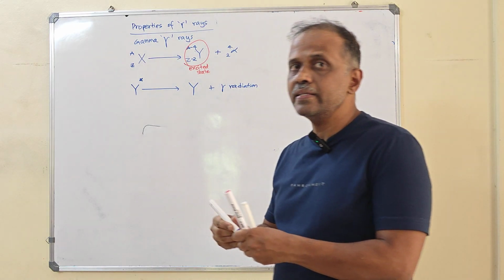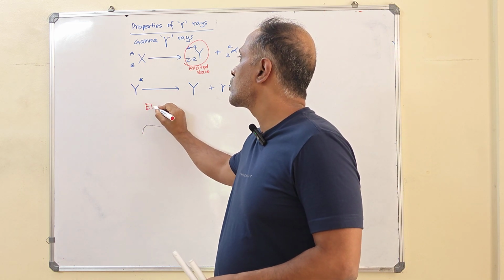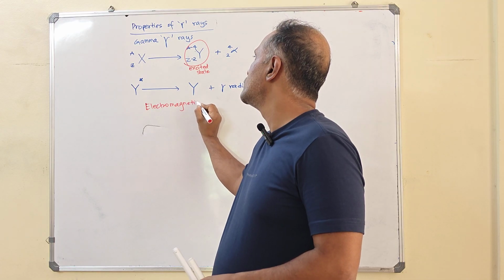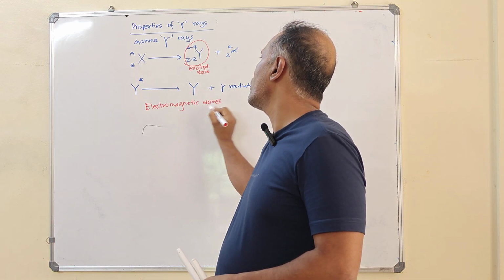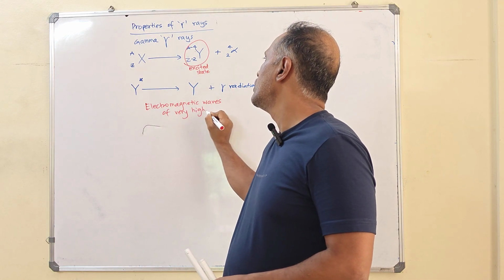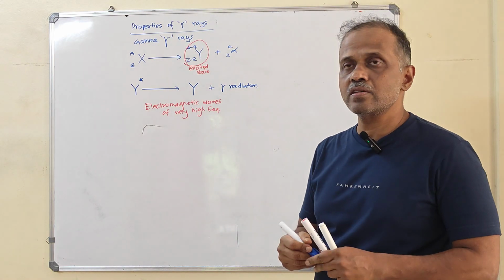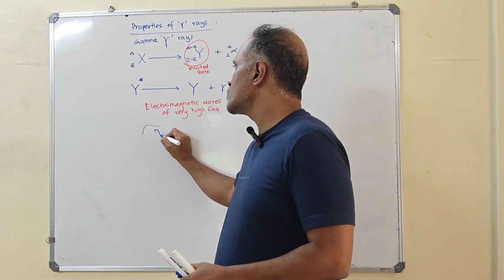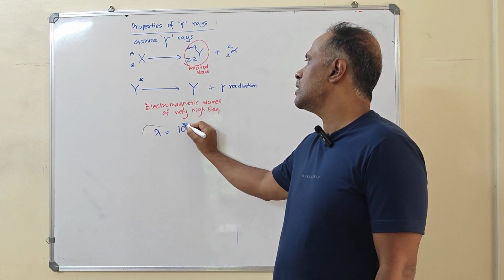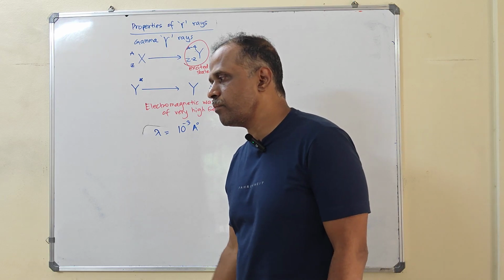They are purely electromagnetic waves of very high frequency. So with very high frequency, the wavelength is very small. What is the wavelength of these rays? The wavelength of these rays is of the order of 10 to the power minus 3 angstrom.